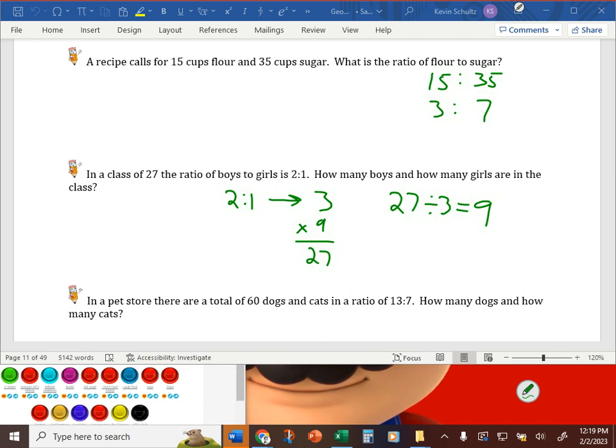Excellent. Since you multiplied that 3 by 9 to get to 27, you would also have to multiply each part by 9 as well. And that gives us 18 to 9, which is equivalent to the original ratio of 2 to 1, right? They add to be 27, so the 2 parts add to be the whole. There are 18 boys and 9 girls in the class.